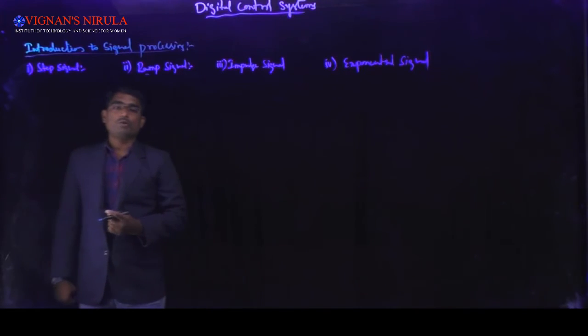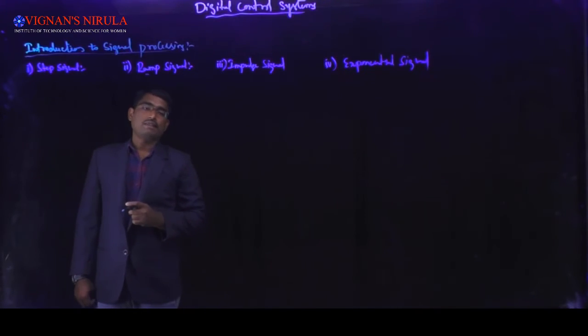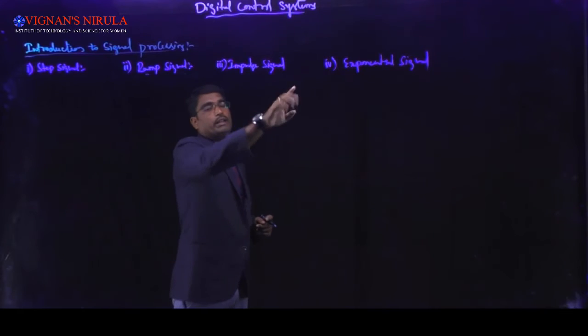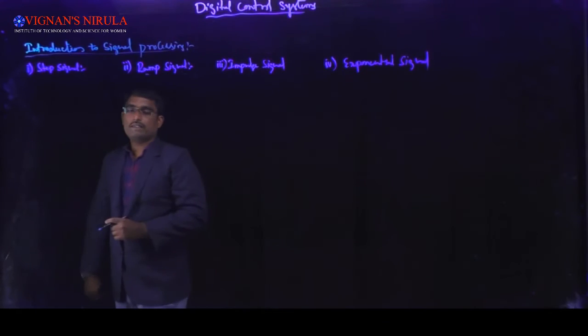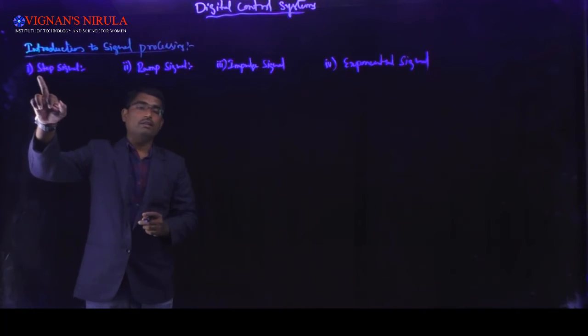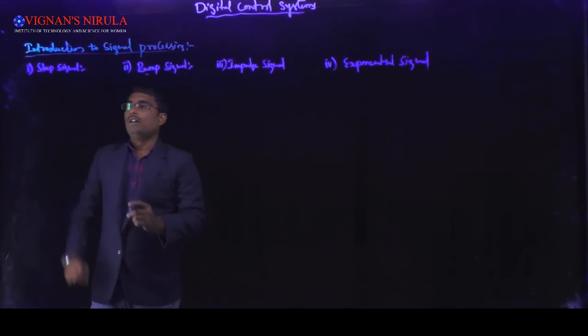In this lecture, I am going to explain about different types of test signals. These are all called test signals. Test signals means we are having step signal, ramp signal, impulse signal, and exponential signal. For testing the response of any system, we will use these signals. That's why we are calling them test signals.